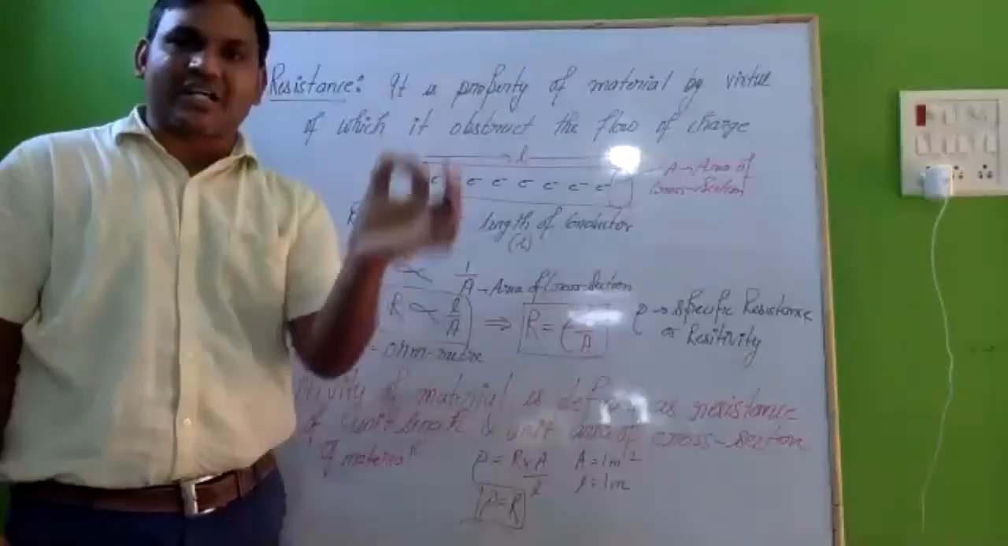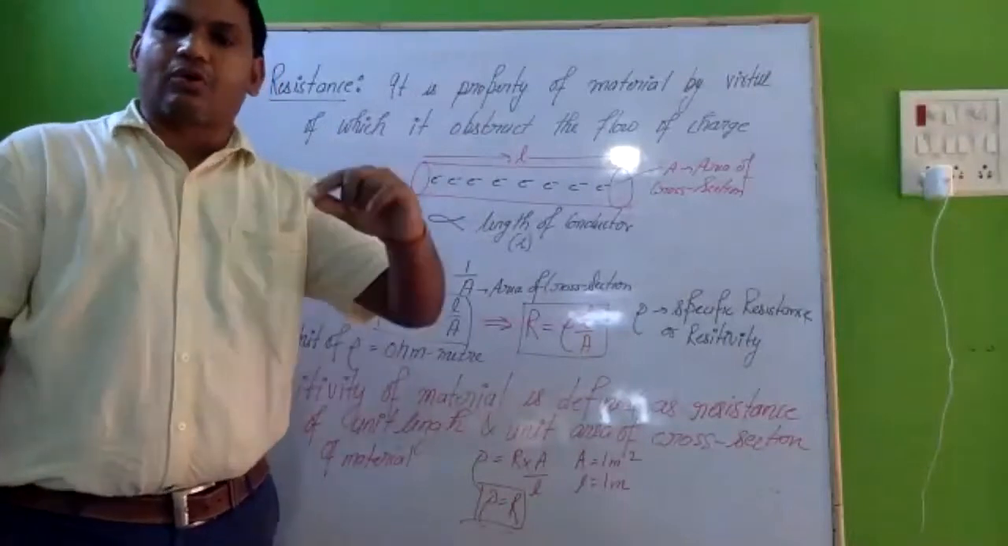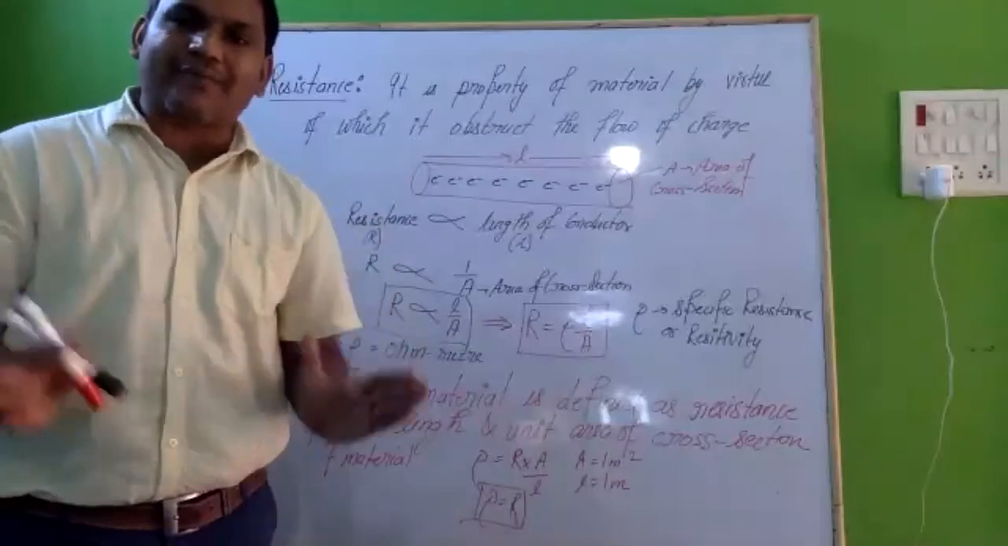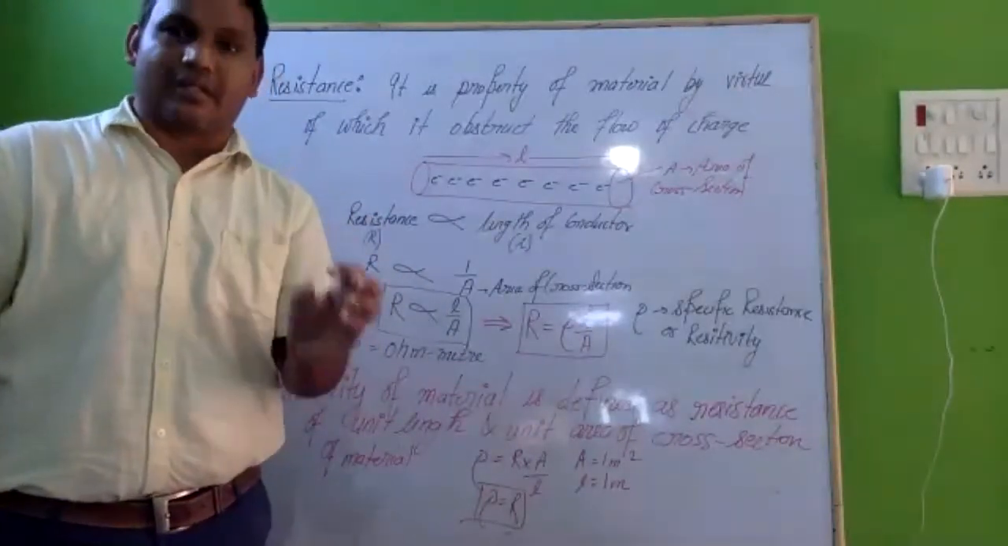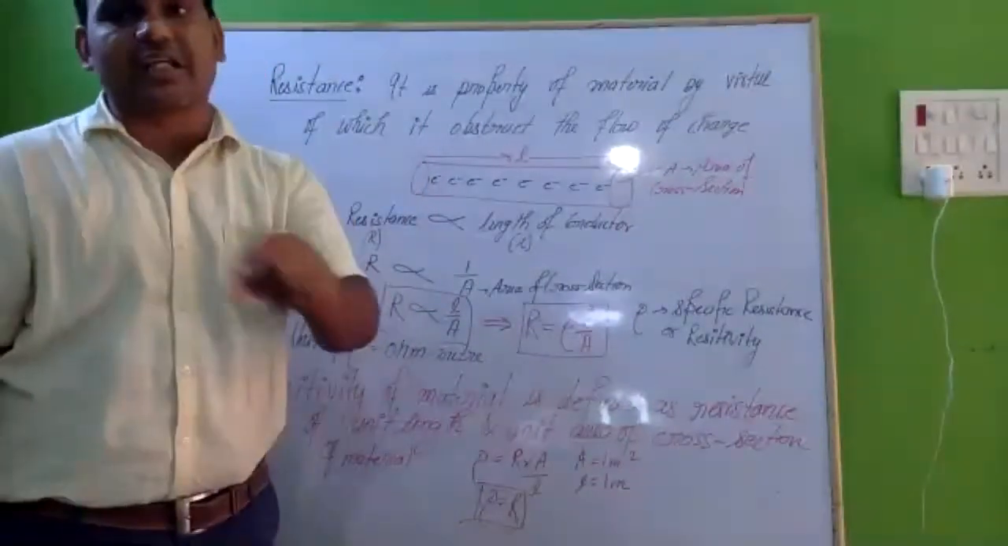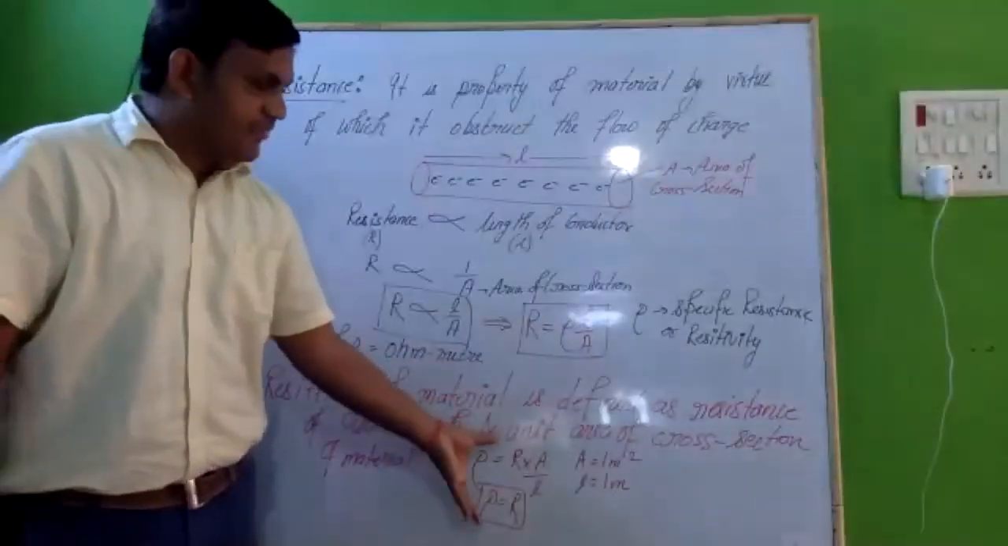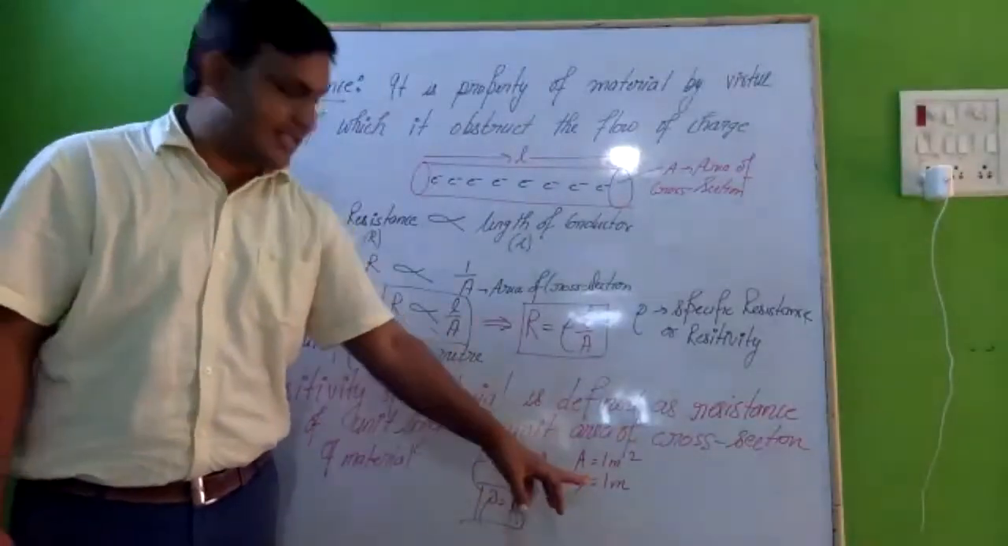If we understand it this way: if the wire is 1 meter, and the cross section is kept at 1 meter square, whatever its resistance will be, that resistance will be equal to the resistivity. Got my point? So I have defined it as 1 meter.